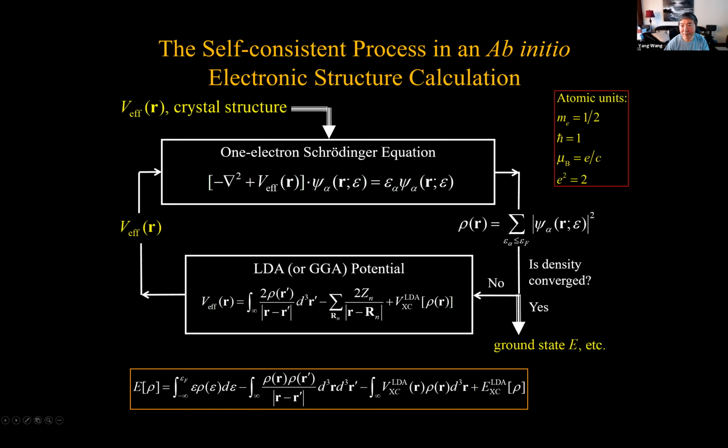So we calculate. All the ab initio methods take this kind of loop, solving this self-consistent process. There are different ab initio methods. They all differ in how to solve this KKR-CPA equation.